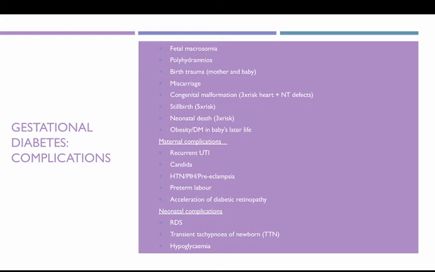So 3 times increased risk of heart and neural tube defects, which is why, for the neural tube defects, it's important to have the folic acid, 5 milligrams per day. 5 times increased risk of stillbirth, 3 times increased risk of neonatal death, and an increased risk of diabetes and obesity in the baby later on in life.